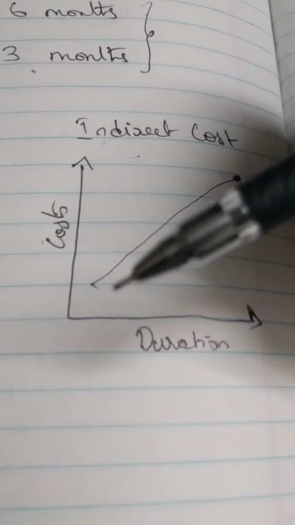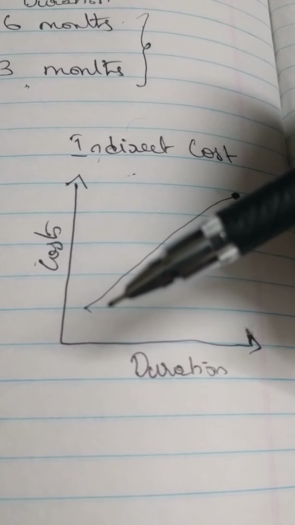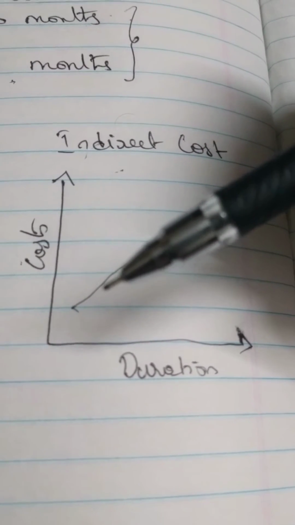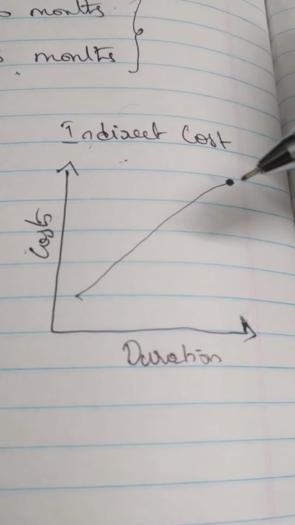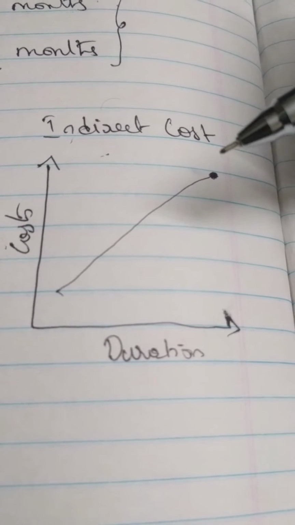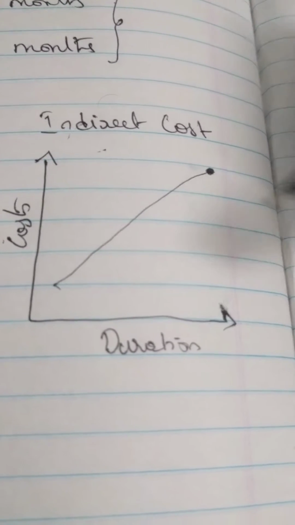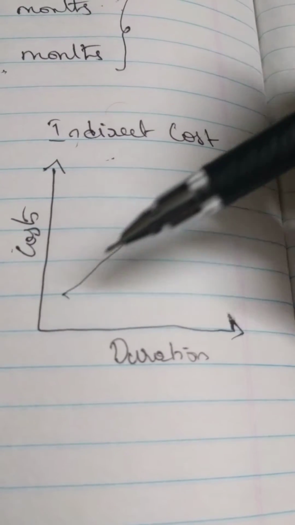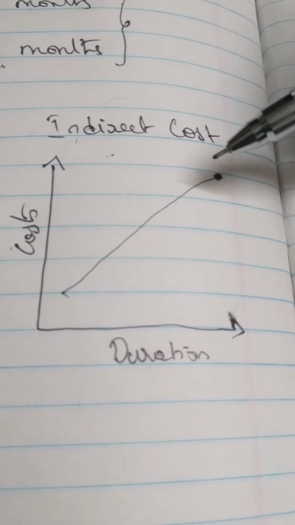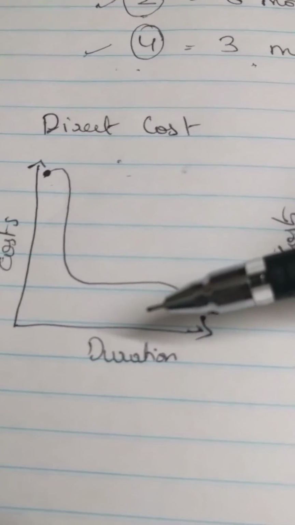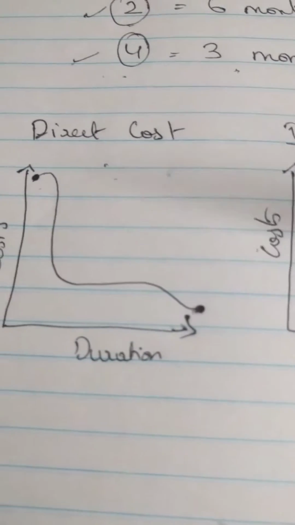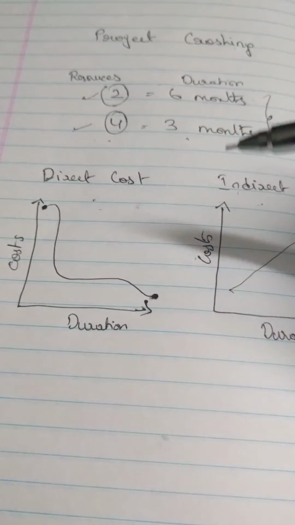So as you can see in the bar chart, initially when you start off with the project, the indirect costs are going to be very low. But as you progress with the project, the indirect costs are going to keep getting higher and higher until you finally reach the end point of your project. So the more the duration, the higher the indirect costs will get. However, the more the duration, the lesser the direct costs will get. And this is the basic idea of project crashing.